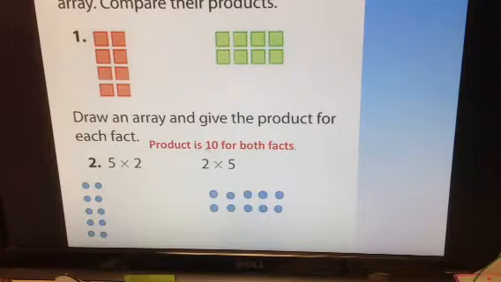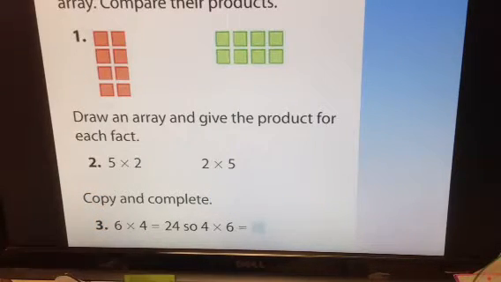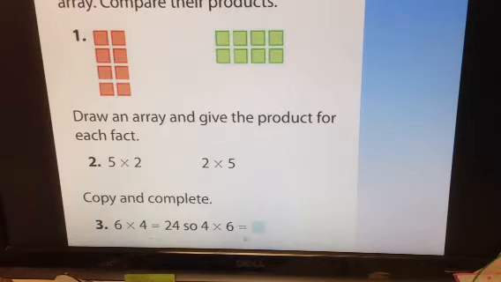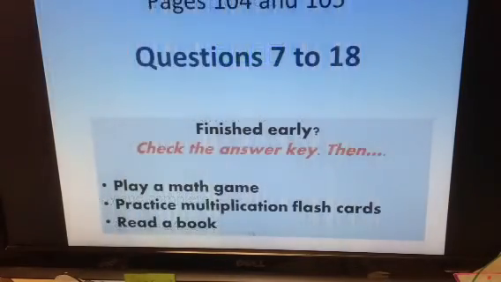It will be 10. Last problem we did said copy and complete. 6 times 4 equals 24. So 4 times 6 also equals 24. That was it for today.